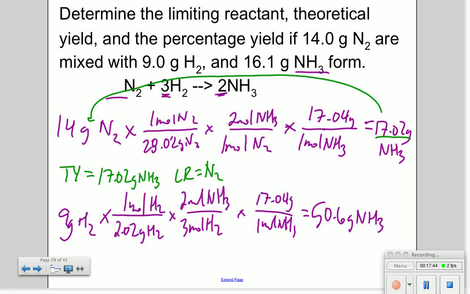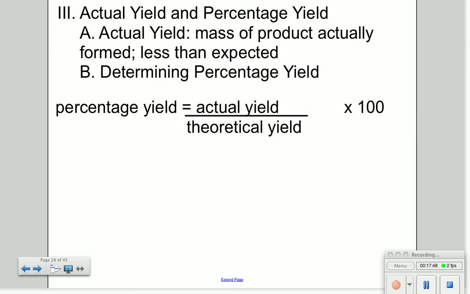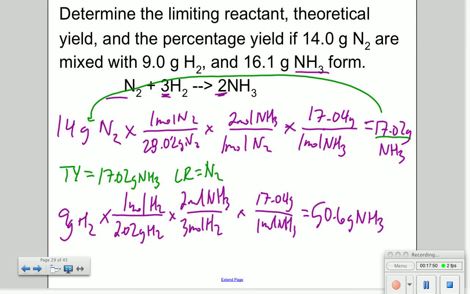Now they want to find the percent yield. So if I go back to the previous slide, percent yield is actual yield divided by theoretical. Well, they give me the actual. The actual is right here, the 16.1. So I'll put it here, 16.1 grams divided by my theoretical. Here's my theoretical yield, 17.02 times 100. So 16.1 divided by 17.02 times 100.